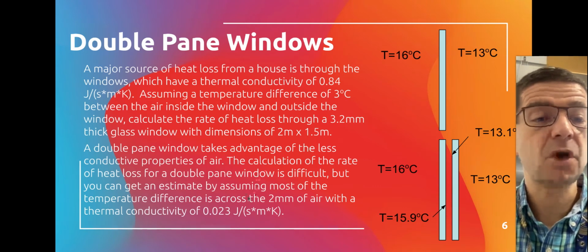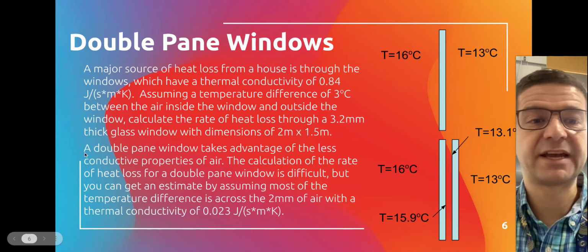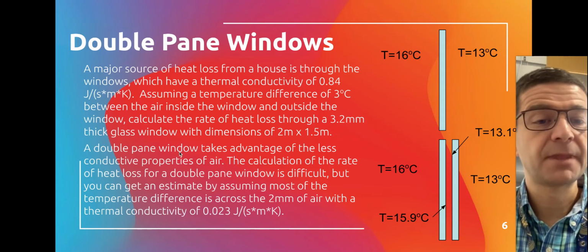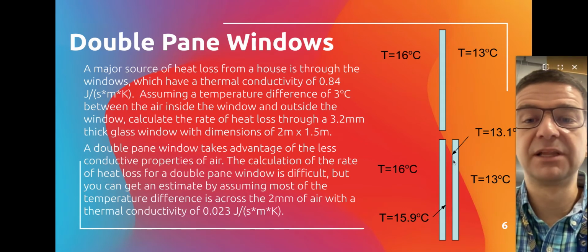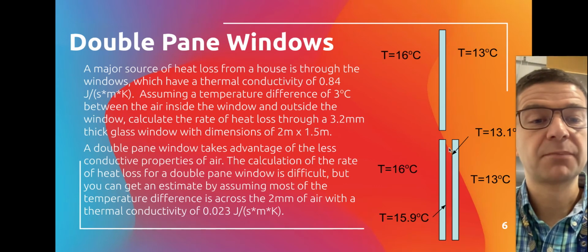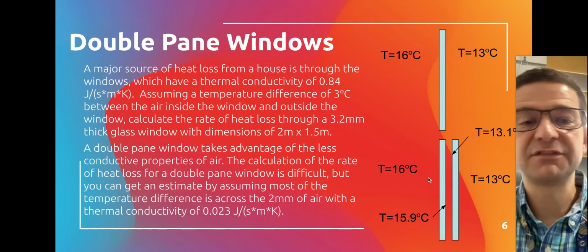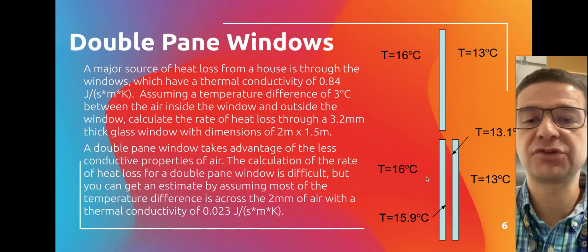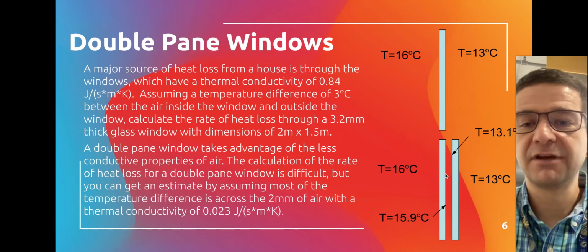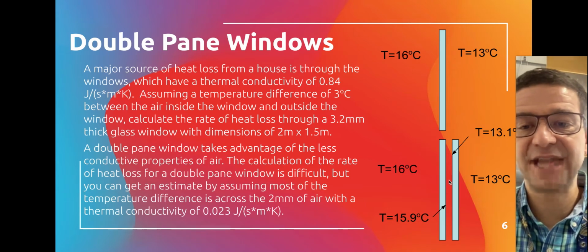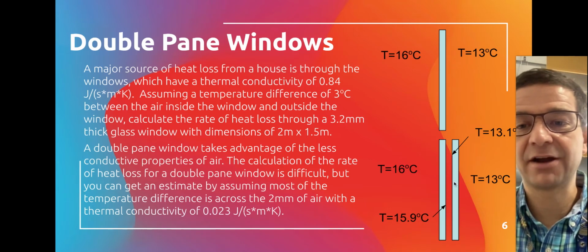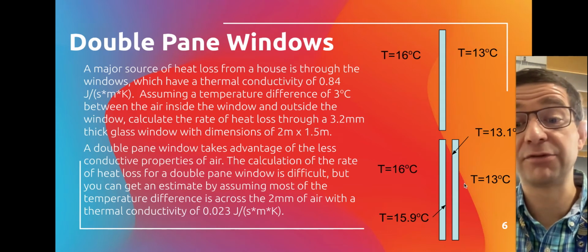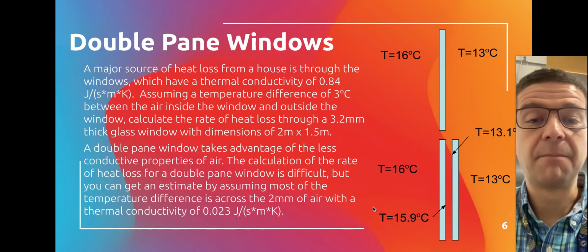Let's compare that, and you can redo this calculation with a double pane window that takes advantage of the less conductive properties of air. Actually doing this calculation for a double pane window is difficult because you have heat transfer from inside the house from one side of this pane to the air, from one side of the air to the other, and then from the air through the pane of glass.